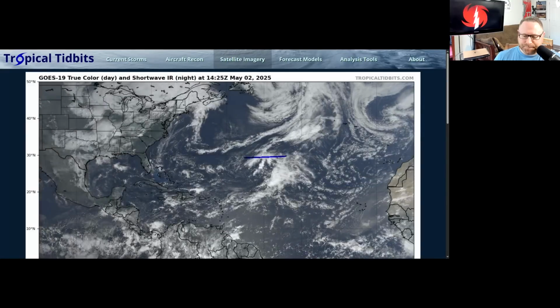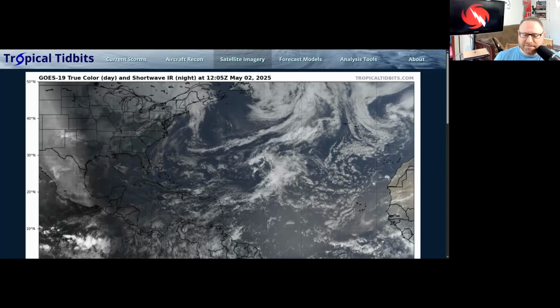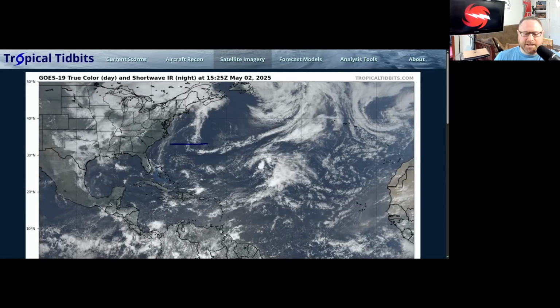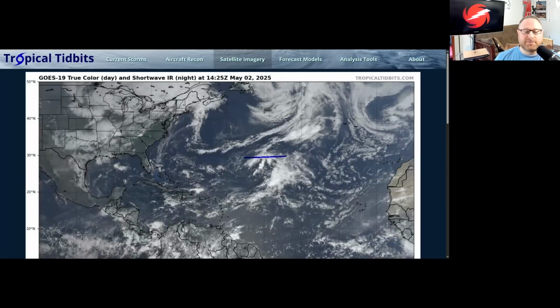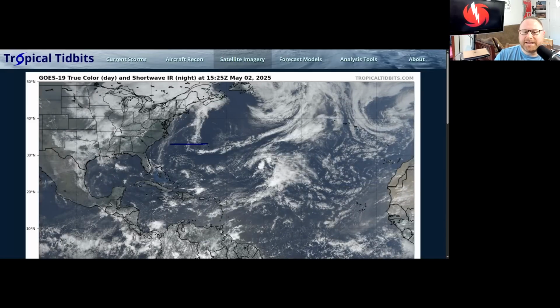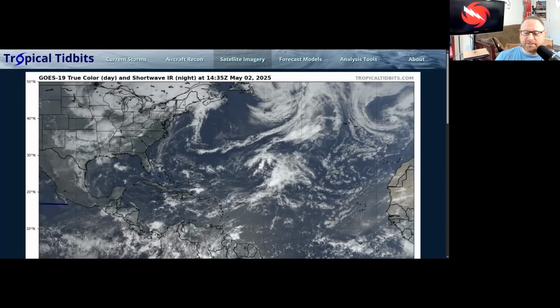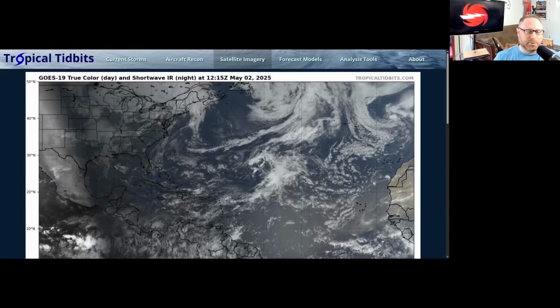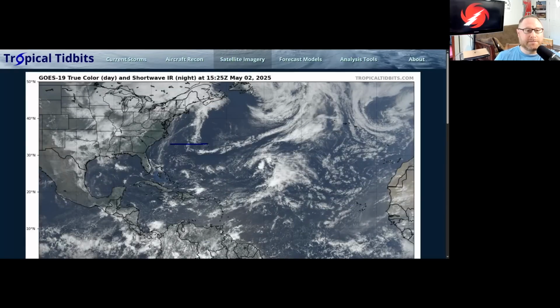The good news, as you might expect here, there's a massive area of Saharan dust. It's keeping the entire central and eastern main development region from seeing anything coming off of Africa that has any chance of living. And I think it's going to stay that way here for several more weeks. So we don't have anything coming off of Africa at this point that could become anything threatening.